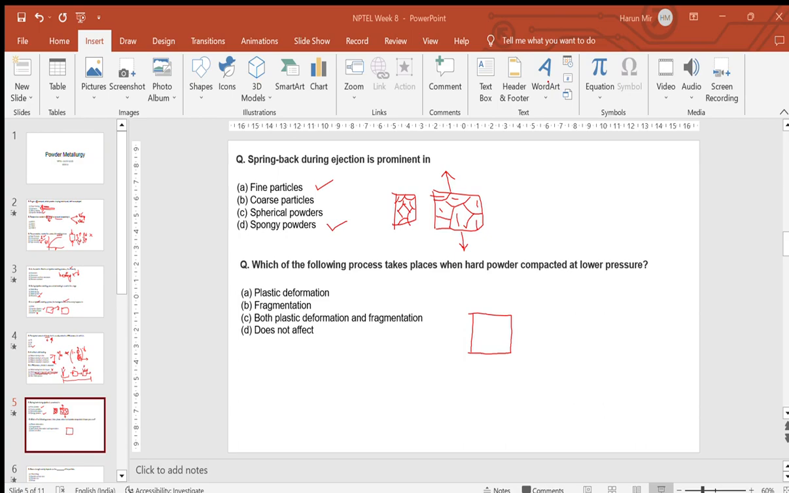Copper will be the highest green density. Okay, why? Because its hardness is low, so it can be compacted easily. Particle to particle interaction will be easy. And then comes the zirconium oxide, then silicon dioxide, then aluminum.